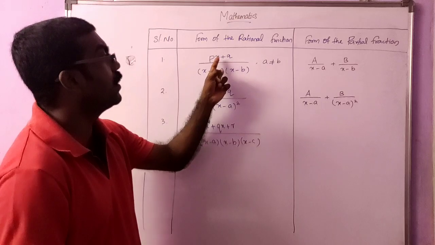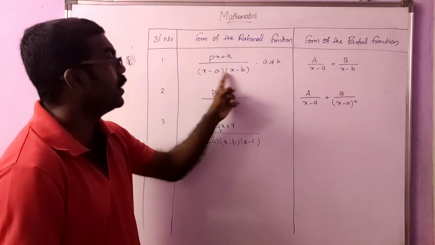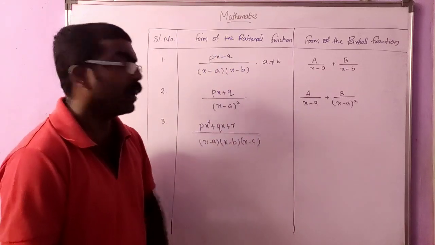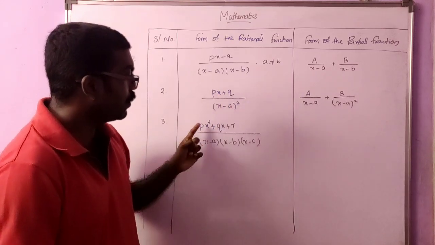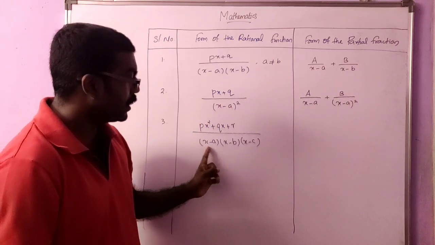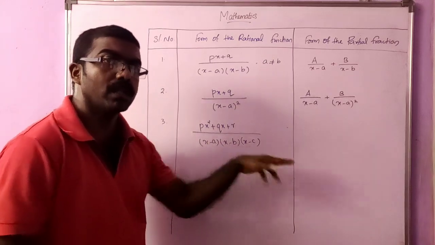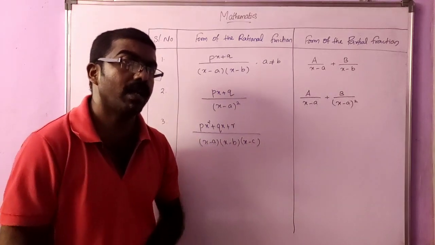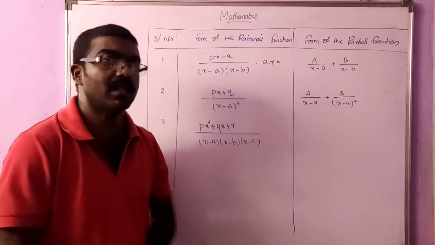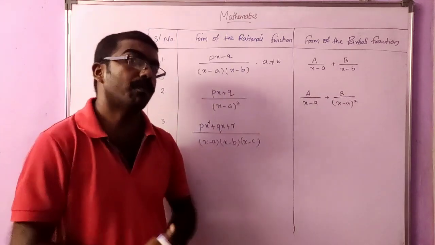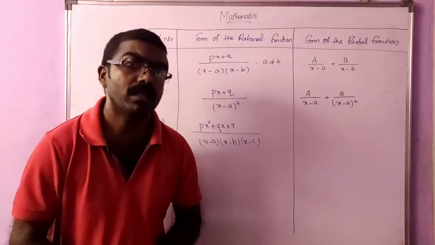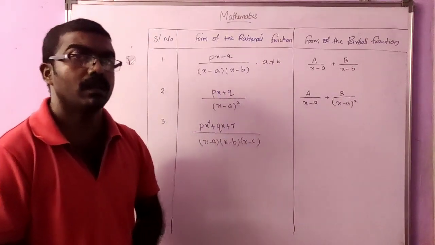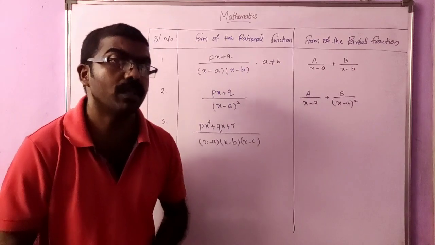In the first one, degree of the numerator is 1. Here x into x, x square, so degree 2. Okay. Here also numerator degree 1, denominator degree 2. Here numerator degree 2, denominator is of degree 3. x into x, after changing the bracket, we will get x cube. That means degree is 3. Okay. In the case of proper fractions only, we can use what? Partial fraction decomposition method. Okay. That's the key point you have to remember.